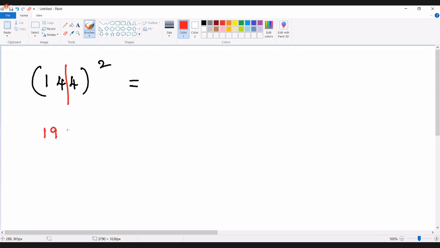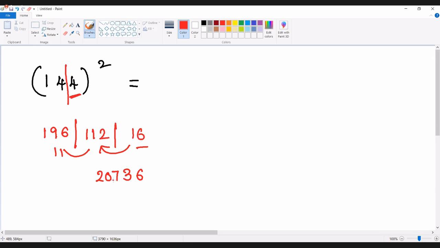What is 14 square? 196. What is 2ab? 14 into 4 gives 56. Double of 56 is 112. And 4 square is 16. Because we have taken a single digit here, take a single digit, send it as carry, take a single digit, send 11 as carry. 196 plus 11 gives 207. The answer is 20736. Like that you can find out. I hope the point is clear. That's how we can find the values.